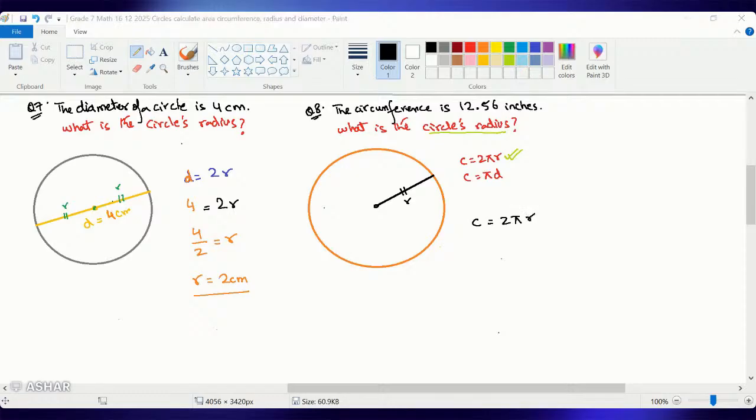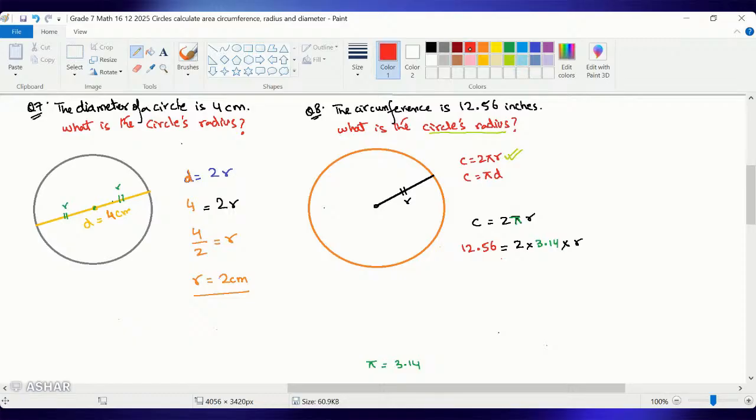We have the value for circumference. The value for the circumference was given as 12.56, which equals 2 multiplied by pi, and the value of pi that we consider is 3.14. That means 2 is multiplied by 3.14. The pi is substituted by 3.14, and the radius is the variable which we need to find.